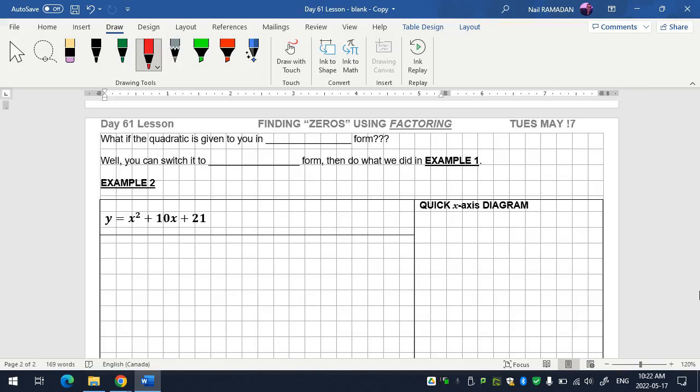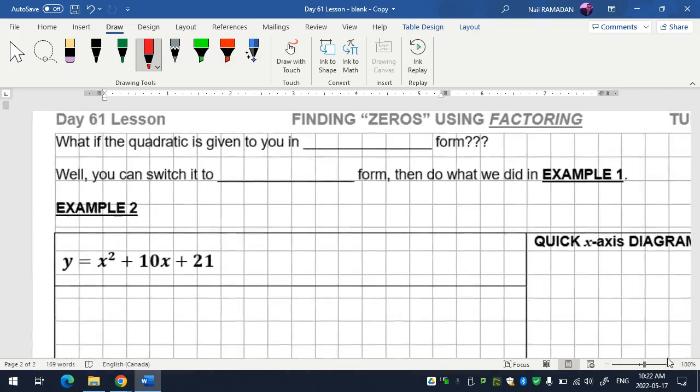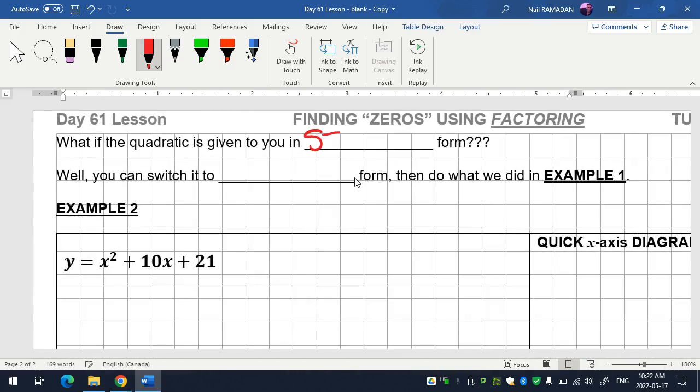So what if the quadratic is actually a simple trinomial, which is what we did on Friday or Thursday? Thursday. So what if the quadratic given to you is in standard form? Go ahead, everyone. Standard. Yeah, let's go with red. Standard.